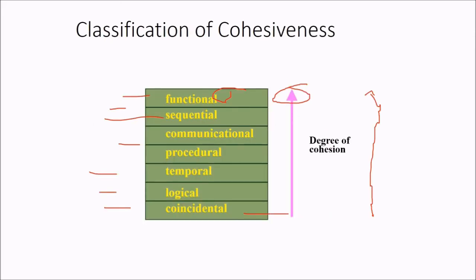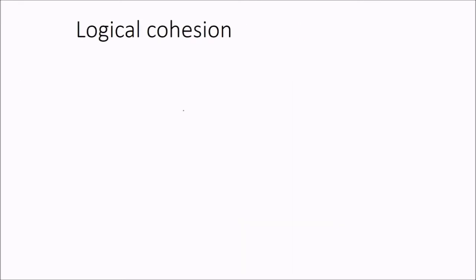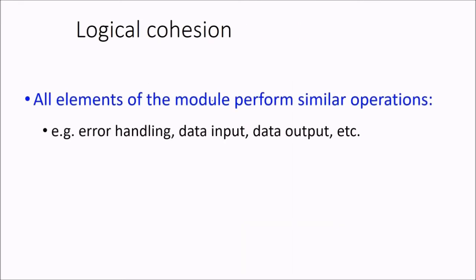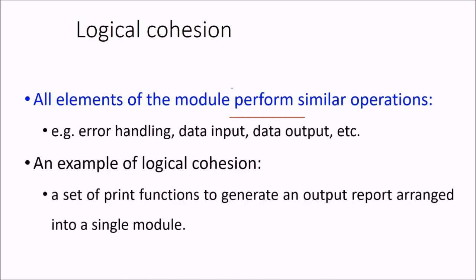Then we have logical cohesion. What does this mean? All the elements of the module perform similar operations, like error handling, data input, data output. For example, a set of print functions to generate an output report arranged in a single module. So this can be an example of logical cohesion.